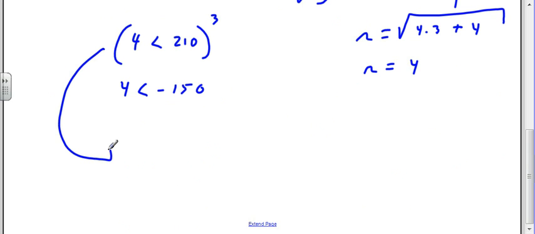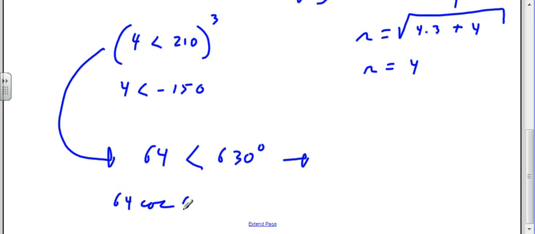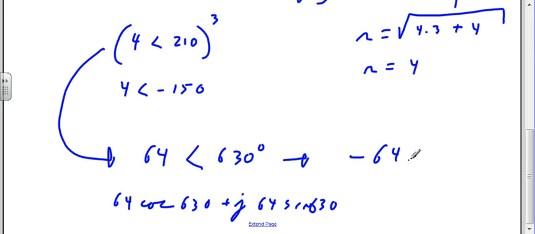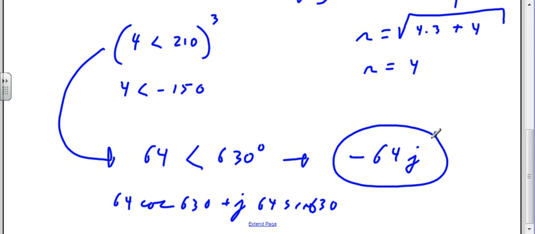Okay, so now that I've got it in that form, 4 cubed is 64. Angle 3 times 210 is 630. Well, I want to convert that to rectangular form. So I could do it many ways. I could go 64 cosine 630 plus j 64 sine 630, right? Or I could just take my calculator and put it in rectangular mode. So now I'm in rectangular mode, and I just put in 64 second function complex angle 630, and I wouldn't even have to change the 630 to something else, and I'd end up with minus 64j, is what my calculator told me.